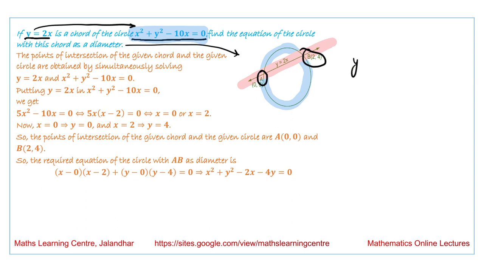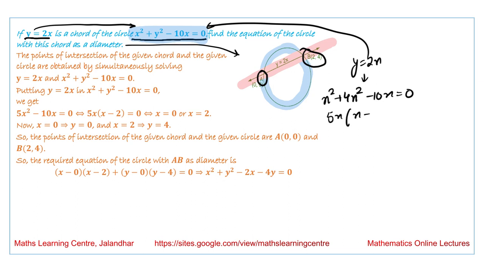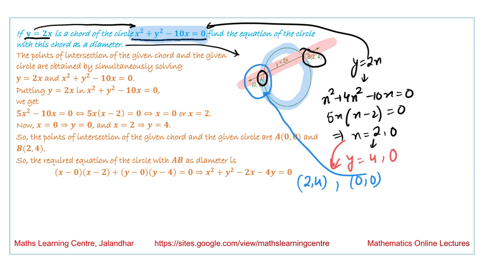So we substitute y = 2x in this equation and we obtain x² + 4x² - 10x = 0. So this gives us 5x(x - 2) = 0. So this implies x = 2 or x = 0. Corresponding to x = 2, the value of y is 4, and corresponding to x = 0, it is 0. So we are talking about 2 points now: one is (2, 4) and the second is (0, 0). A is (0, 0) and B is (2, 4).